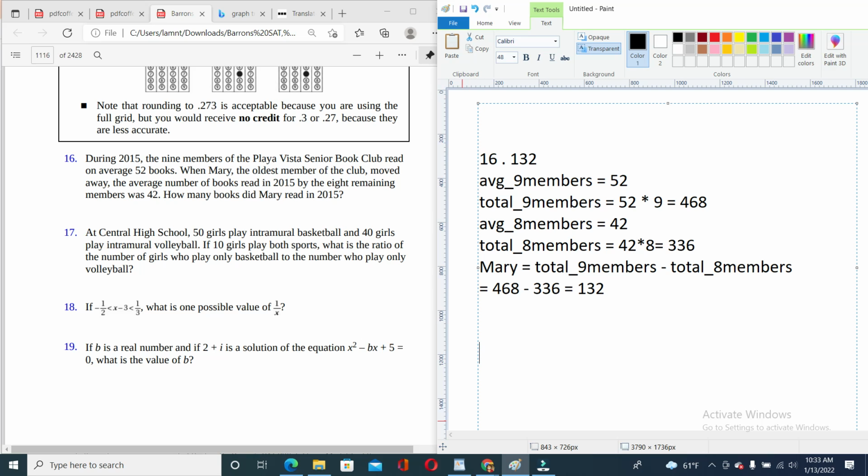Number 17. Okay, let's read number 17. They gave us 50 girls play intramural basketball, 40 girls play intramural volleyball, and 10 girls play both sports. And they asked about the ratio of girls who play only basketball to the number of girls who play only volleyball.